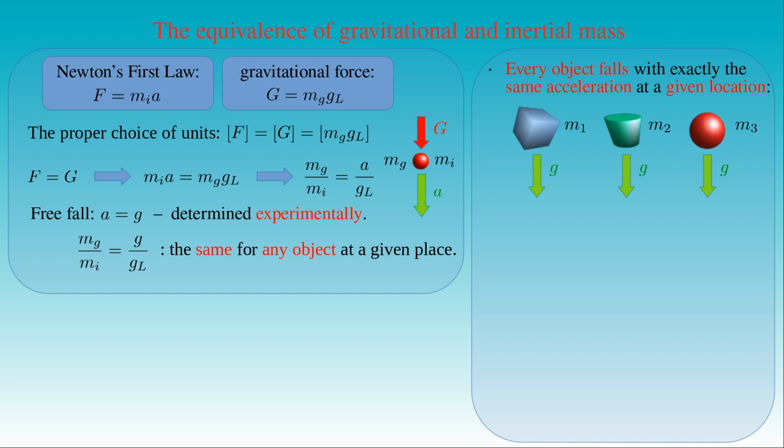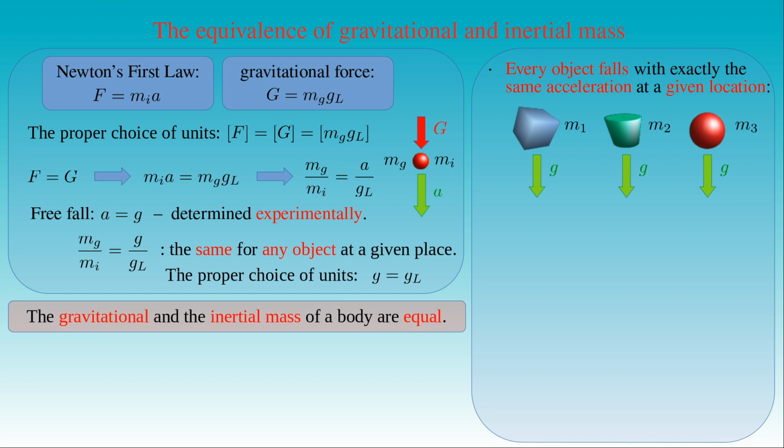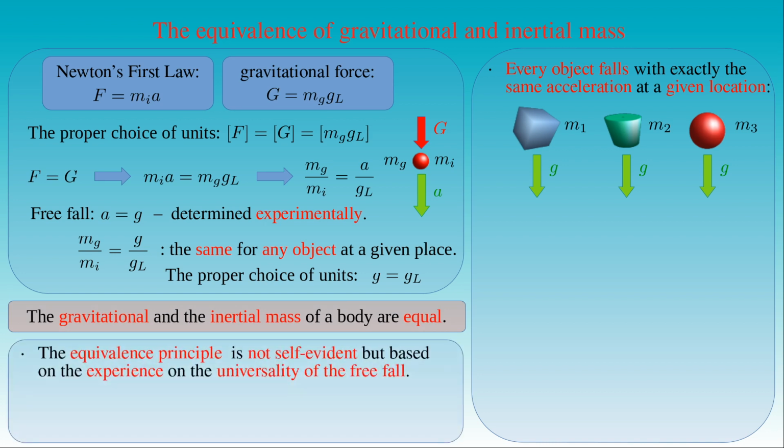When we chose the units of the factors mg and gl so that their product should provide the unit of force, we had not specified their units uniquely yet. If we choose the unit of the factor gl such that gl is equal to the gravitational acceleration g, then the gravitational mass mg of a body is equal to its inertial mass mi. Then we can conclude that the gravitational mass and the inertial mass of a body are equal. This statement is the equivalence principle, which is not self-evident but follows from the remarkable fact that the acceleration g is the same for all objects in free fall.